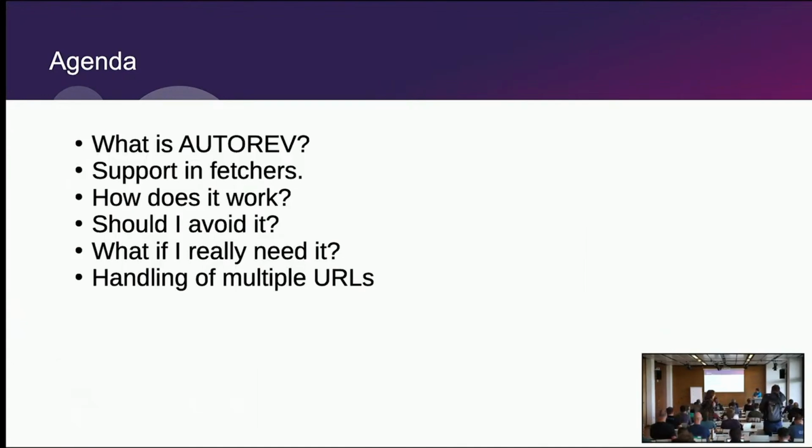So AUTOREV: let's see what it is, how to use it, how it works, and maybe just discuss whether we should use it or not, and what the trade-offs are, because sometimes it really looks like a useful and nice tool to have. The last part is a bonus, just showing how to handle multiple URLs in one recipe.